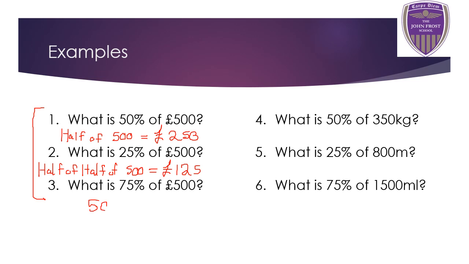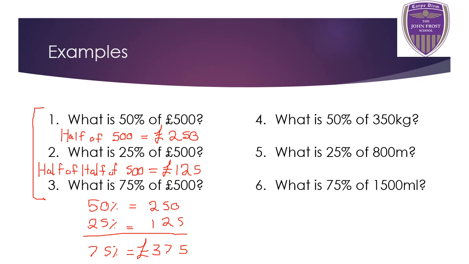What is 75% of £500 though? Well, to do that, we will need our 50%, which is 250, and our 25%, which is 125. We need to add them up to get our 75%, which is 375.